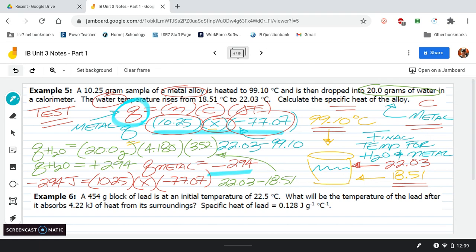Okay, so the way you're going to solve for X is we're going to take the negative 294. We're going to divide it by, in parentheses, 10.25 times negative 77.07. A little bit of algebra. Close the parentheses, and then get your answer. Okay, I got 0.37 with 3 sig figs, so 0.372. That's what you should get. Now, if you're not getting that, it's really just an algebra issue at this point.